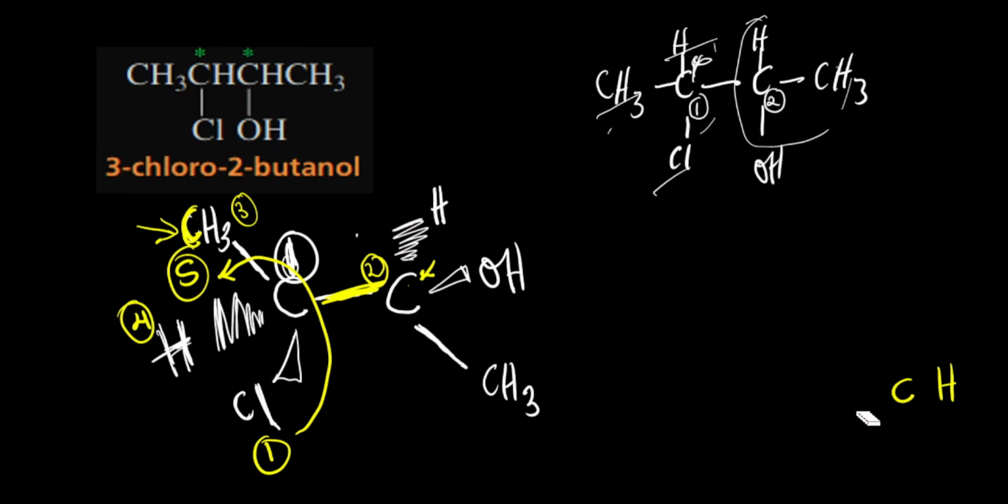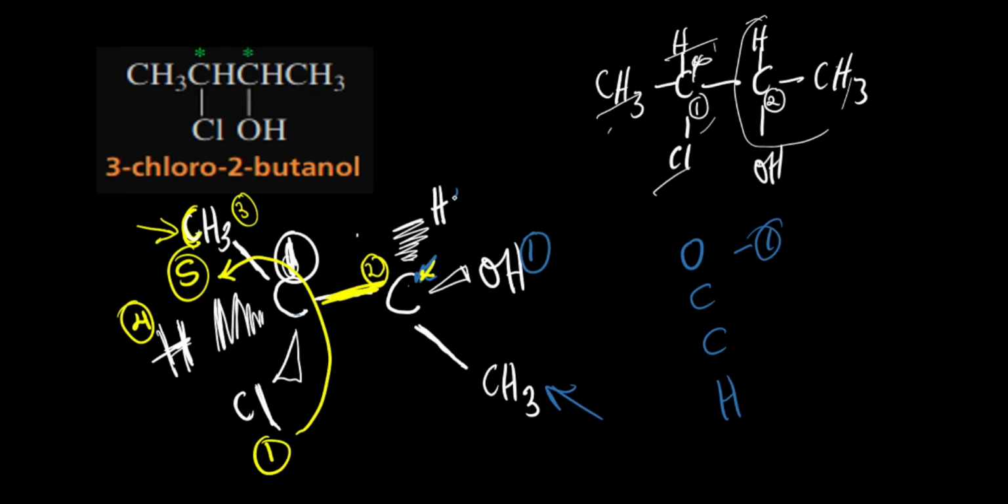Now let's take a look at the configuration for the second asymmetric center. We know our least priority group to be hydrogen, and it's attached to the dashed wedge. Directly attached to this asymmetric center, we have an oxygen, two carbons, and a hydrogen. Oxygen wins, with the highest atomic number, so this is priority number 1. Hydrogen definitely has priority number 4, lowest atomic number.